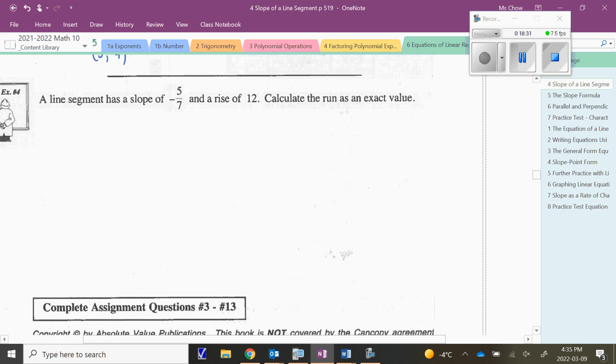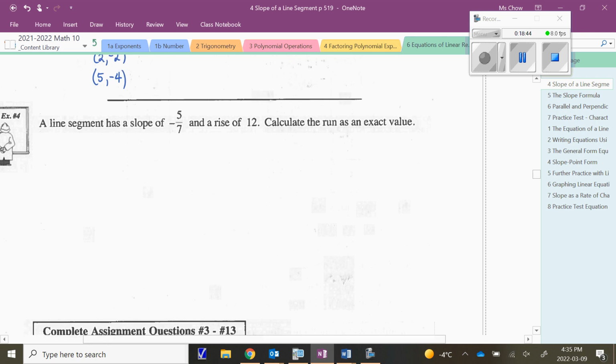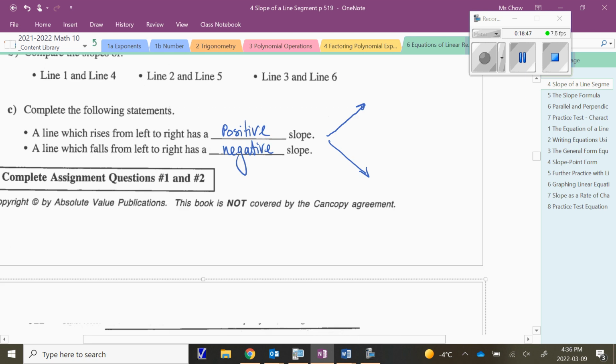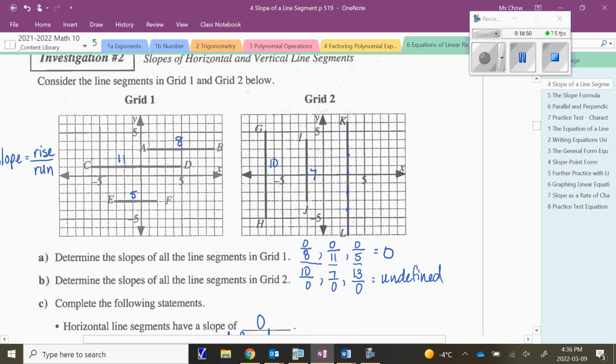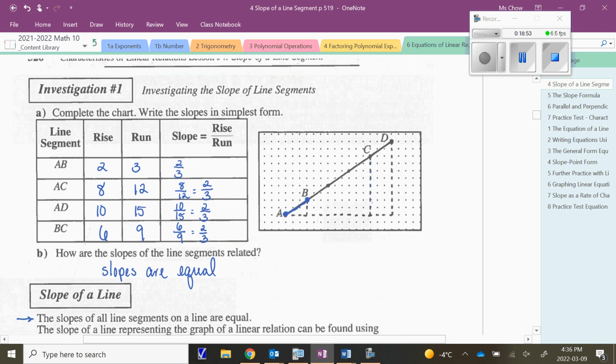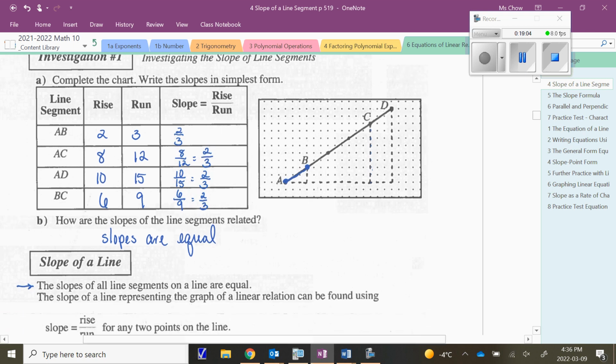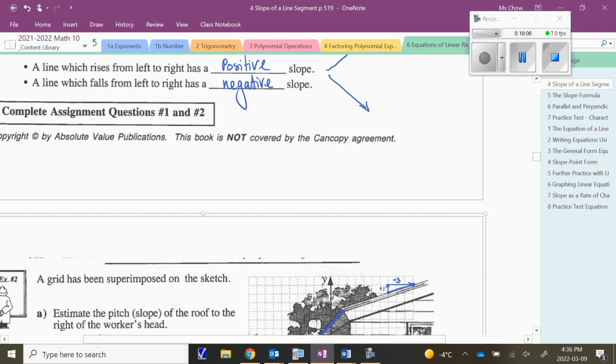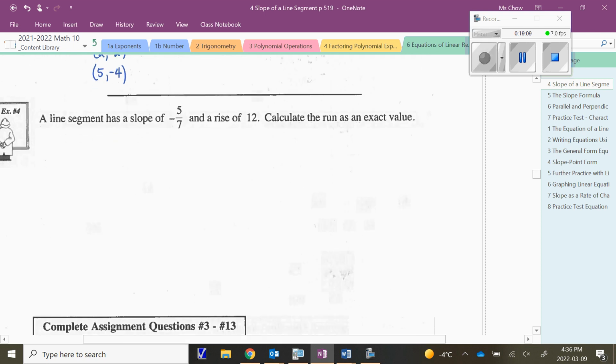So if a line segment has a slope of -5/7 and the rise is 12, calculate the run as an exact value. So we know the slope is -5/7, and so this kind of brings us back to, let's go back. Where are we? Oh, right back here. So notice how I might have a slope of 2/3, but it can be expressed as equivalent fractions, equivalent ratios right there. So depending on what we're counting, 5/7 or -5/7 might actually be reduced.